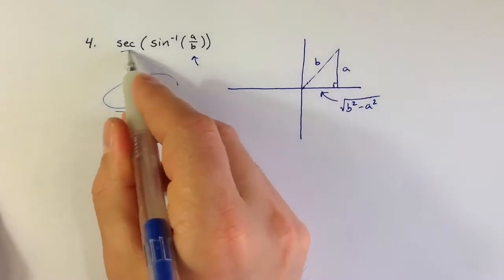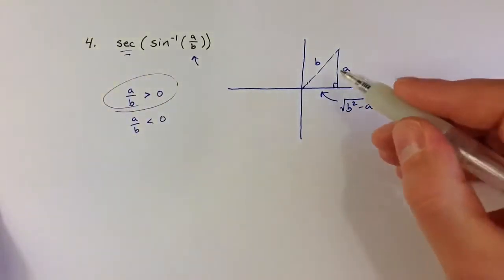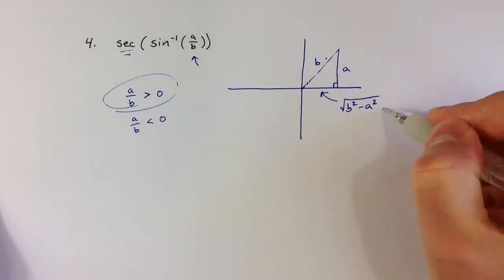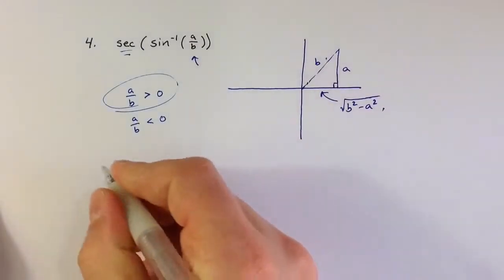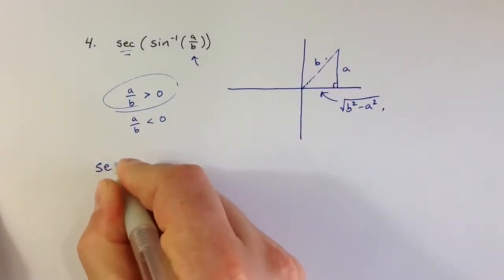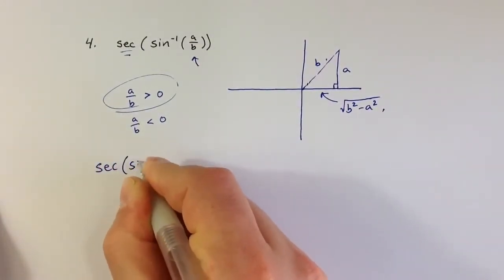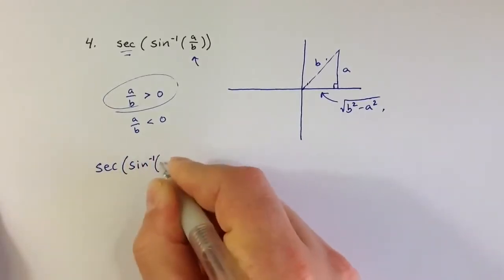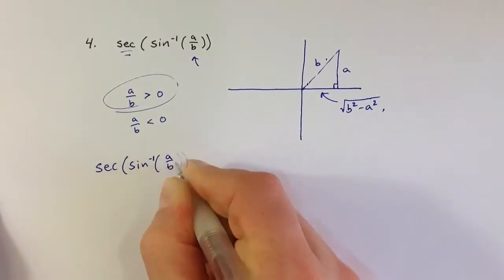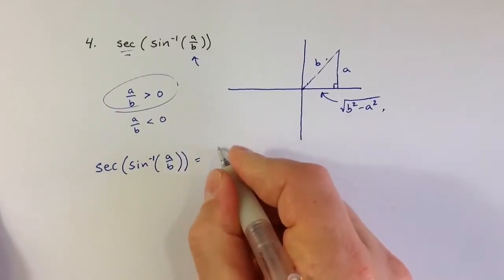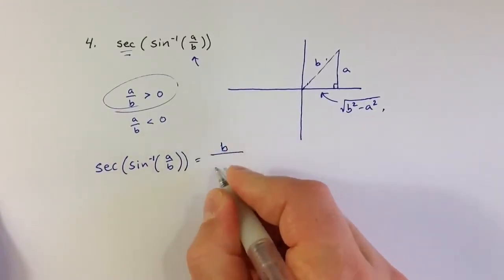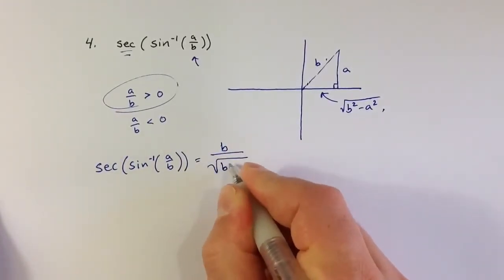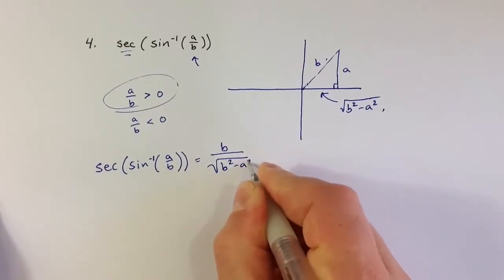So the secant ratio is going to be the hypotenuse over the adjacent side. And so we know that secant of sine inverse of a over b is going to be b over the square root of b squared minus a squared.